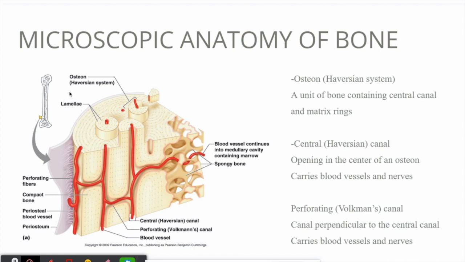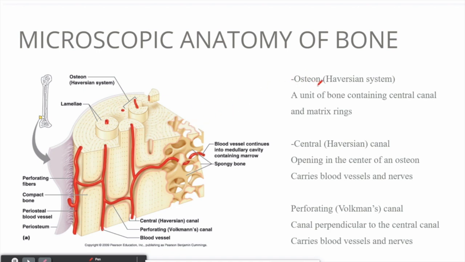Let's take a look at the microscopic anatomy of a bone, because we need to be able to look at these things on their microscope and know their structure. So what we've done here is we've taken a slice out of a compact long bone. We're looking at it a little bit more closely, and we can see that there are lots of different structures here that we need to know.